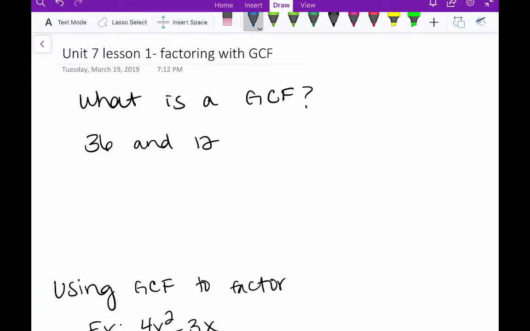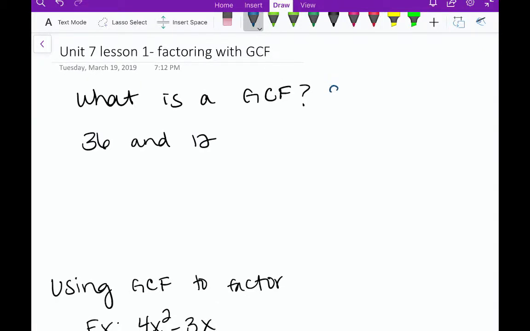This is the video for Algebra Unit 7, Lesson 1. The first way we're going to factor is with GCF. So what is GCF? GCF is greatest common factor. A factor is a number that can be multiplied with another number to get another number or answer.